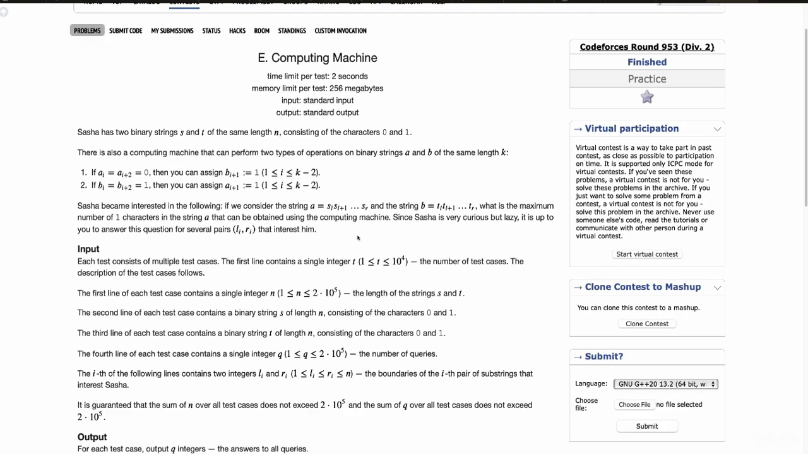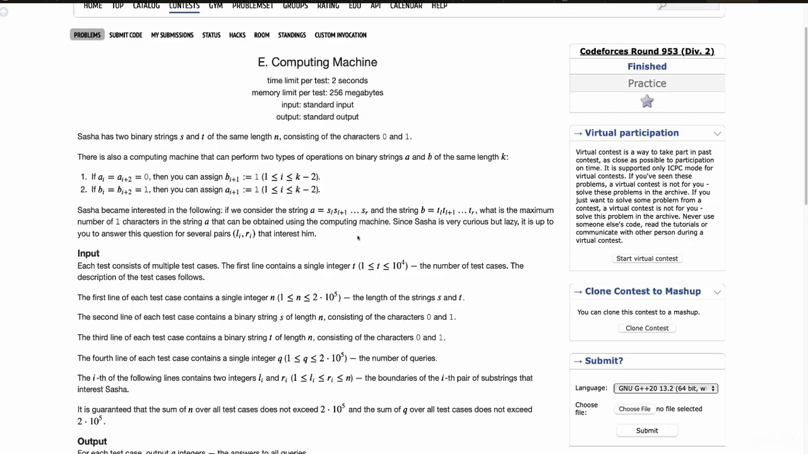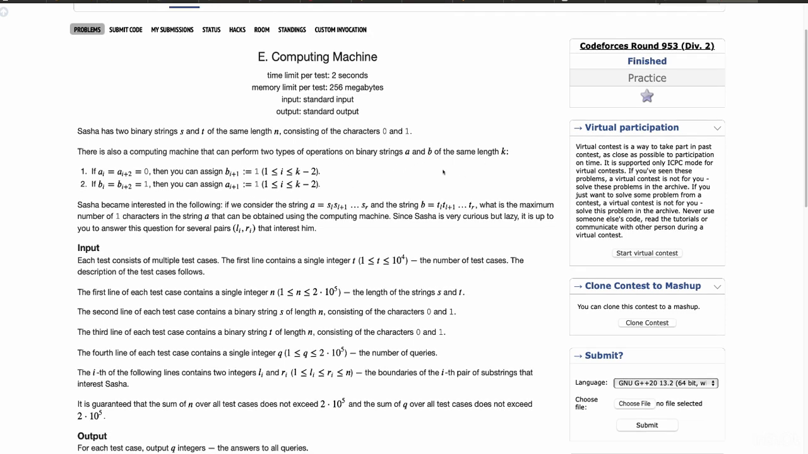So guys, we have this problem E. After that, we'll also solve C. We are given two binary strings S and T of the same length, consisting of characters 0 and 1. There is also a computing machine that can perform two types of operations on binary strings a and b of the same length k. Okay, they have to be of the same length.